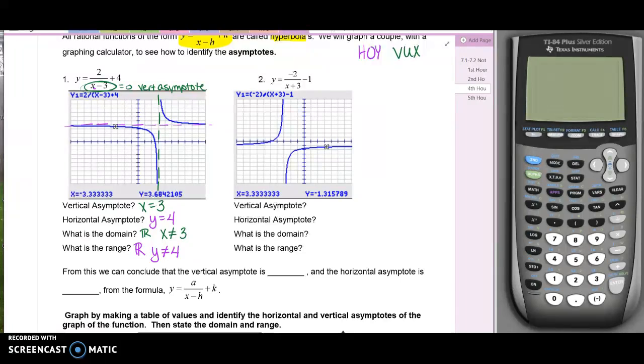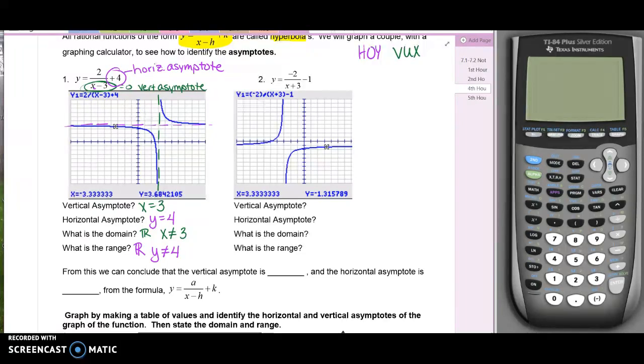Now the horizontal asymptote, 4. Do you see 4 anywhere in that equation? Plus 4. That plus 4 moved the graph up 4. That is your horizontal asymptote. So I'd like you to try number 2 on your own. This time, don't focus on the picture. I want you to focus on the equation. See if you can identify the vertical and horizontal asymptote from the equation and use the picture to check yourself.